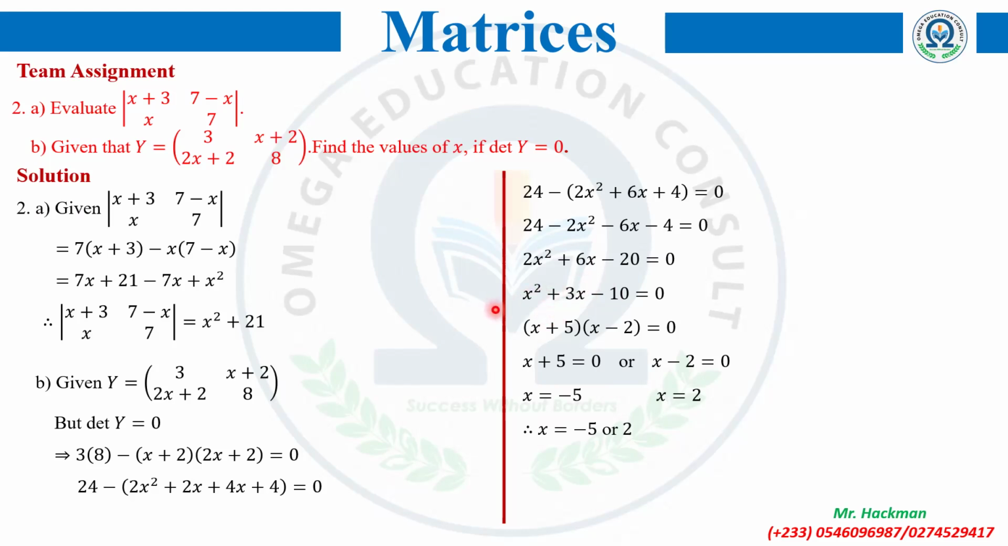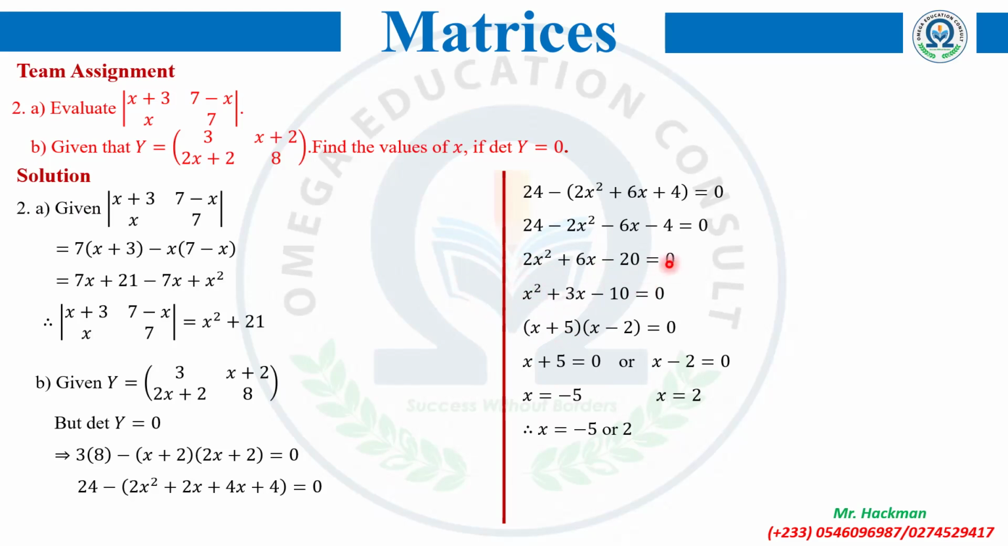Now, I think I left something out here. Let me quickly check. No, there's nothing wrong. After doing that, you can see that this equation can be reduced before solving. So I divided through by 2. Remember, I've told you before you solve any equation, check whether it can be reduced, so that you make it very simple to work with.